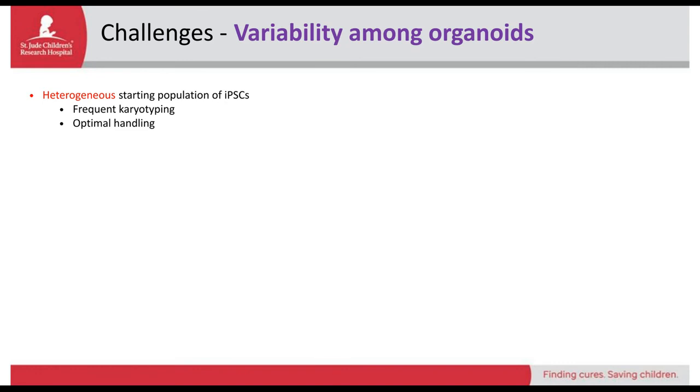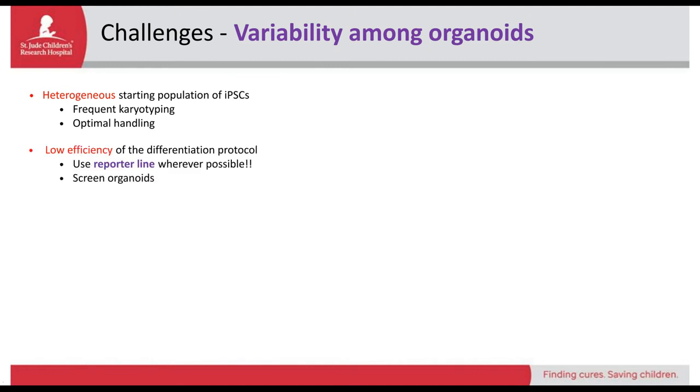And then optimal handling, as I said before, of the iPS lines, never letting them overgrow or grow beyond 80% confluency, for example, passaging them and maintaining them, the cryopreservation, just optimal handling conditions of the iPS lines also helps in maintaining a healthy line and therefore reducing variability downstream.